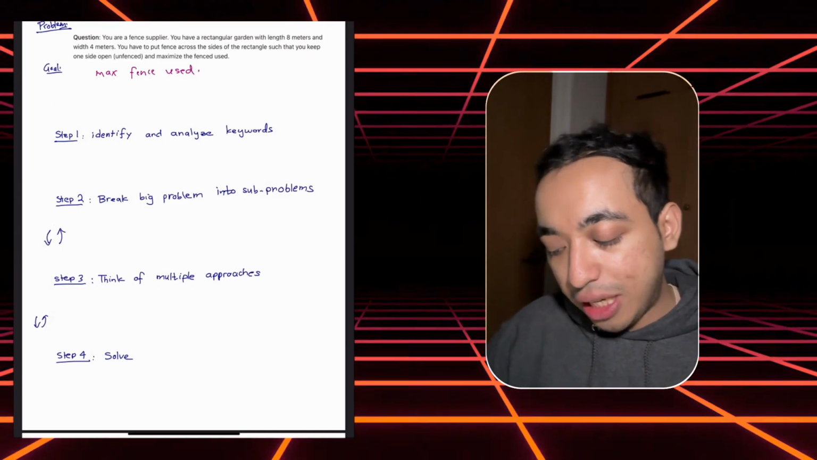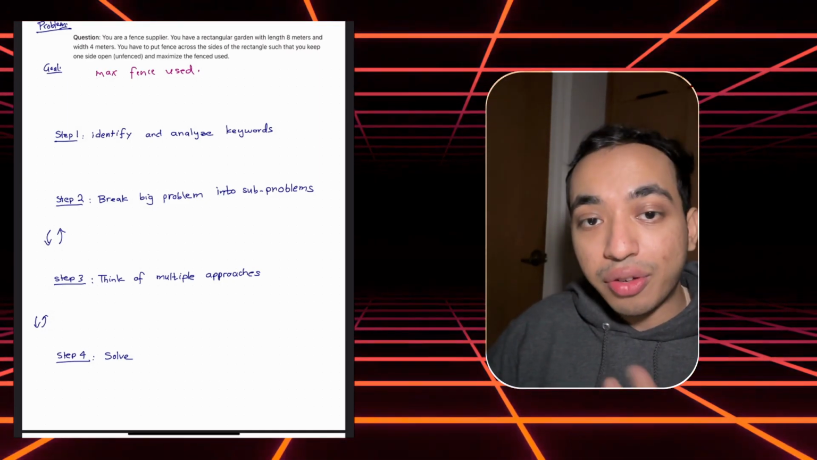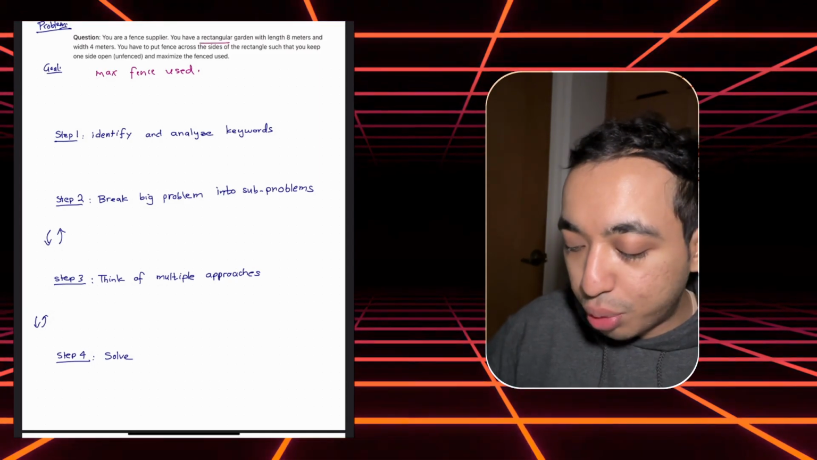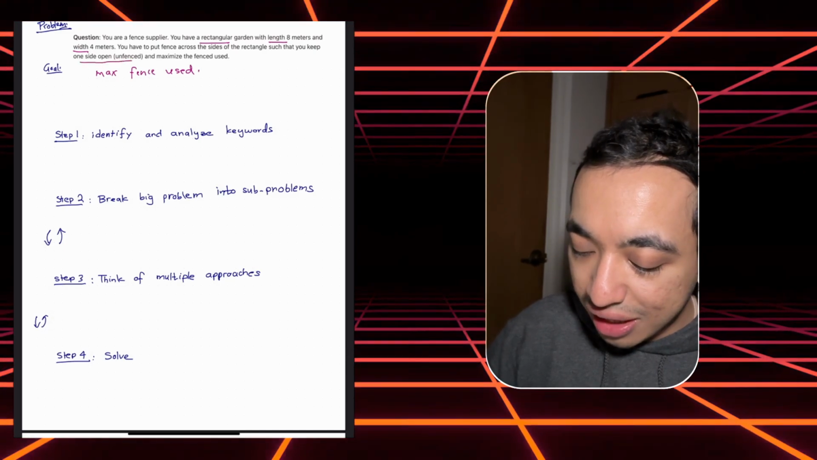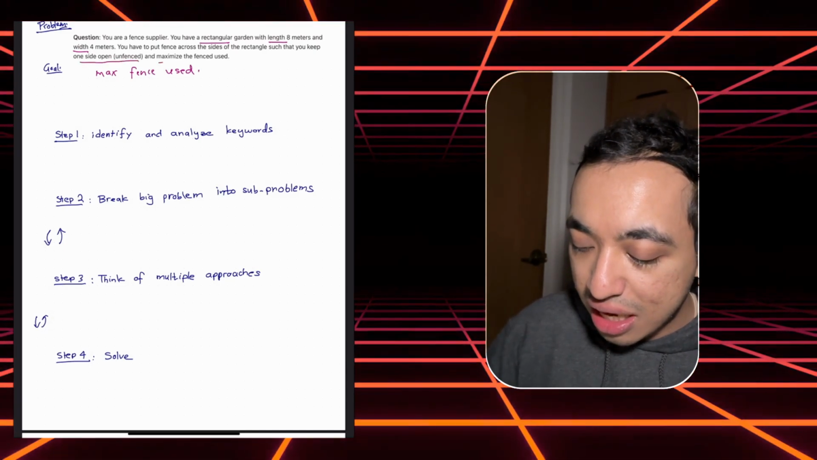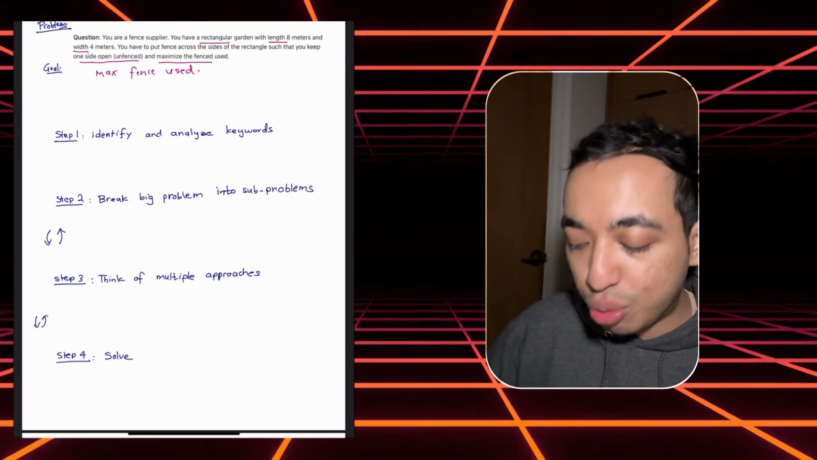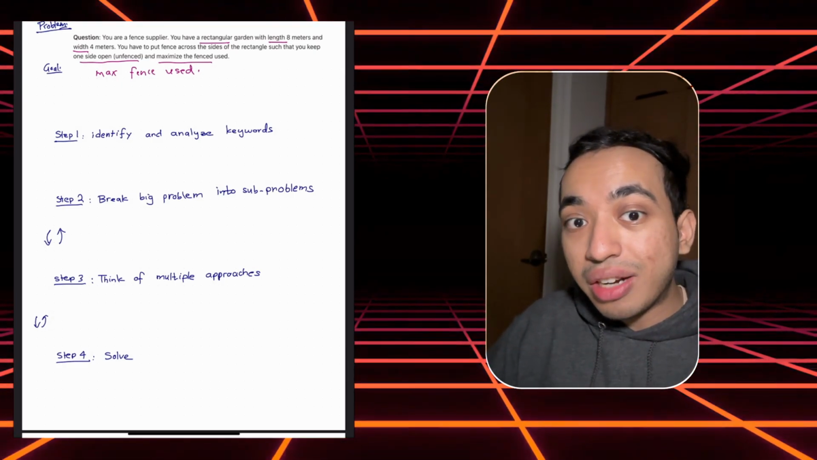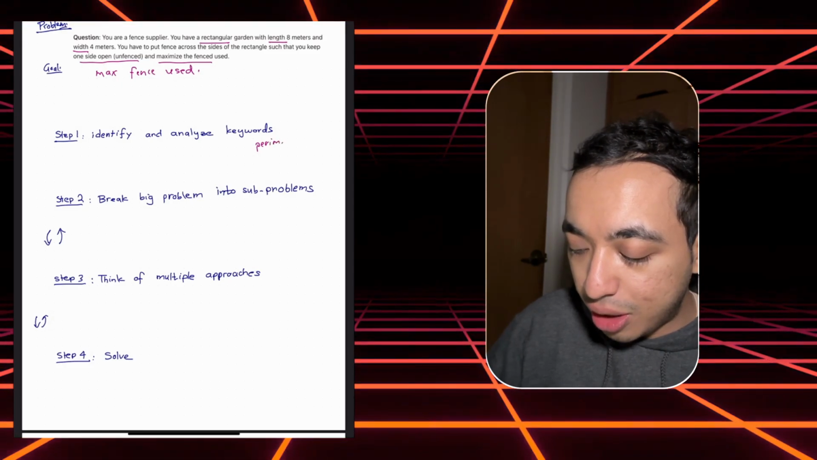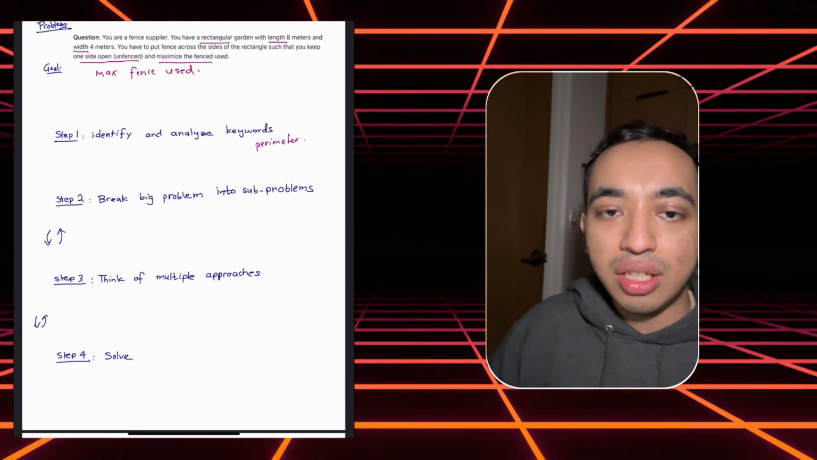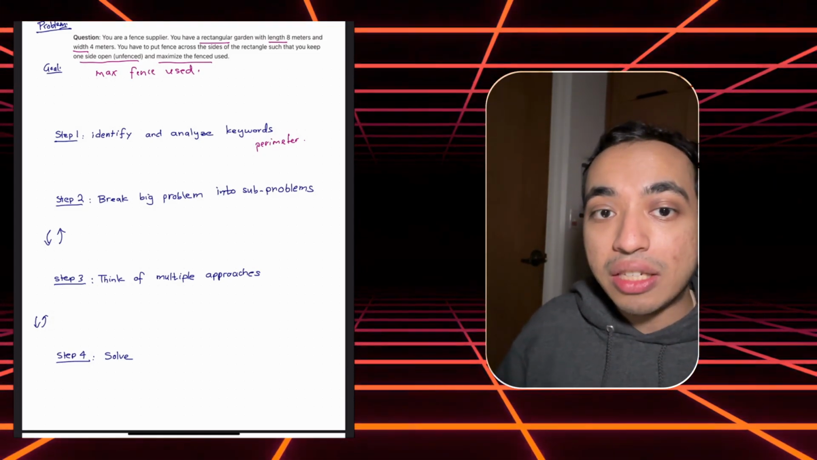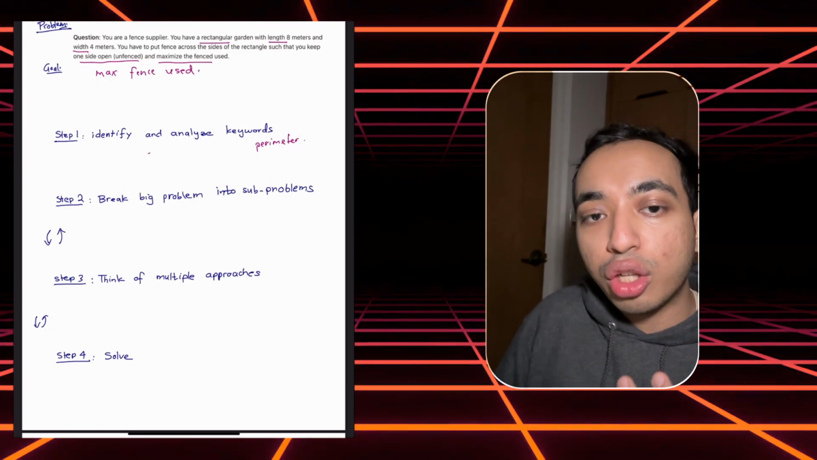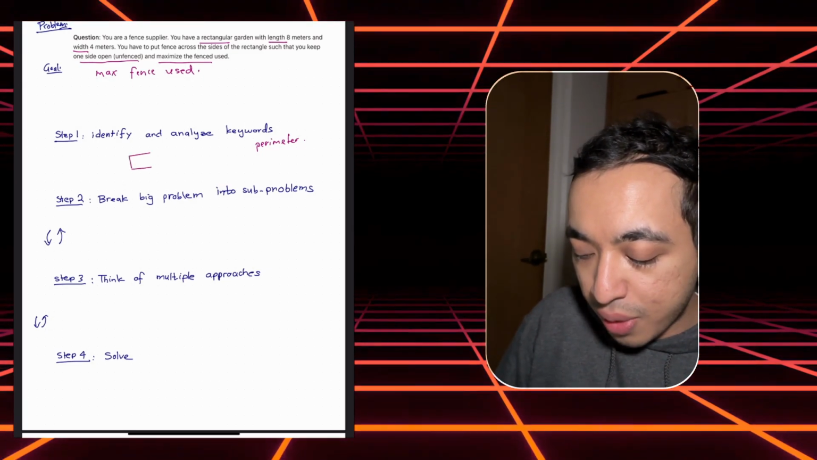So the first step will be to identify and analyze keywords that are relevant for the goal. So in this problem, I'll probably identify rectangle, I'll identify length and width, and the fact that I have to keep one side unfenced, and I'll have to maximize the fence used. So one concept that's not directly written here that might be useful is perimeter, which is the sum of the sides of a rectangle. And as I'm identifying keywords, I often draw doodles to visualize what the problem is about. So I'll have to fence three sides and I can keep one side open.